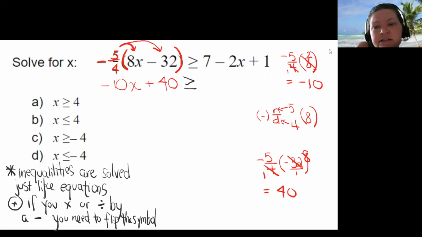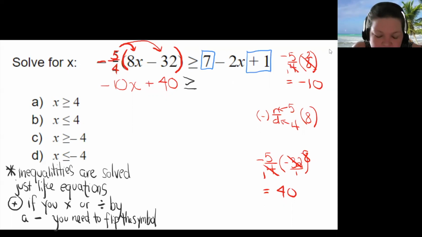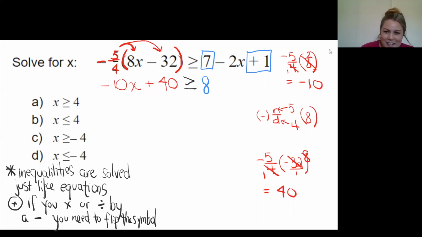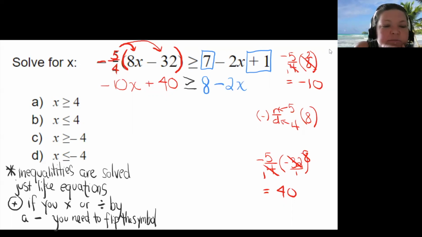Do you guys see any simplifying I can do over there? It'd be 7 plus 1. Brilliant. Plain old numbers are light. 7 plus 1 will give me 8. And of course I have the -2x that I haven't touched. Any more simplifying I can do?